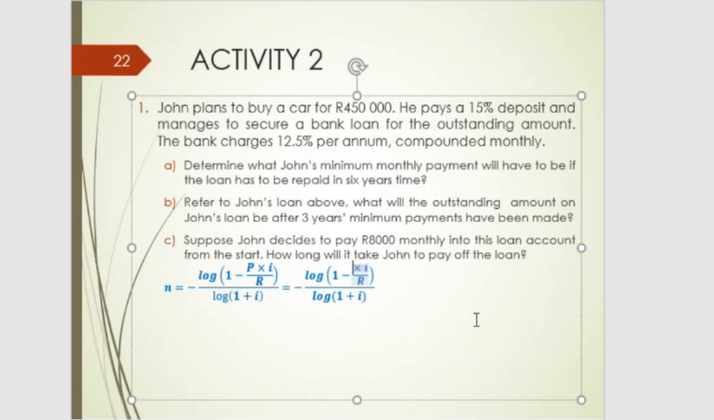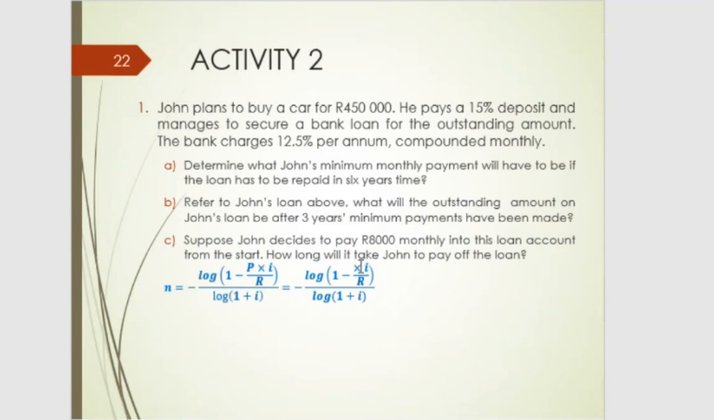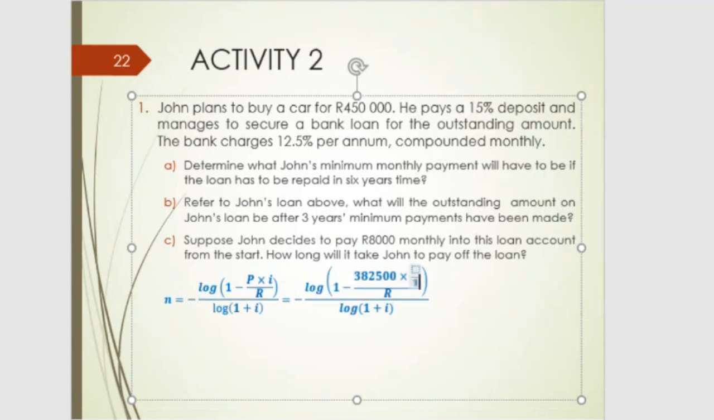Can you give me that value? Is it 382,500? 382,500. Then the interest again, years 12, 0.125, divided by 12. Then payments, they're saying now he wants to pay what? 8,000 instead of that 7,000 something that we've calculated.